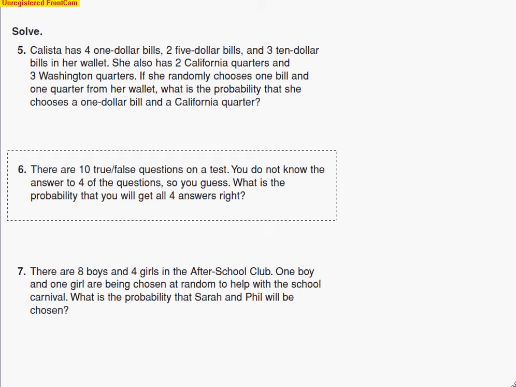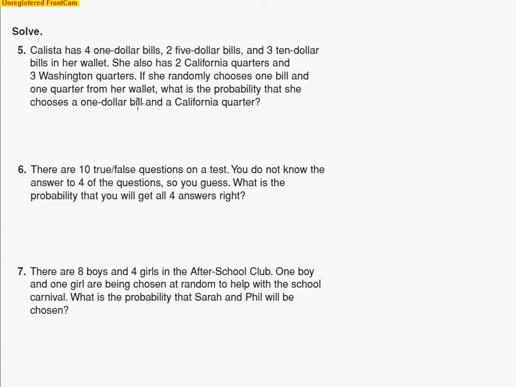This is the second half of today's lesson involving independent and dependent events, Chapter 8, Section 6. So let's take a look at this problem here. Number 5, it talks about Callista has 4 $1 bills, 2 $5 bills, 3 $10 bills in her wallet, and she has 2 California quarters, 3 Washington quarters. If she randomly chooses 1 bill and 1 quarter from her wallet, what is the probability that she chooses a $1 bill and a California quarter?